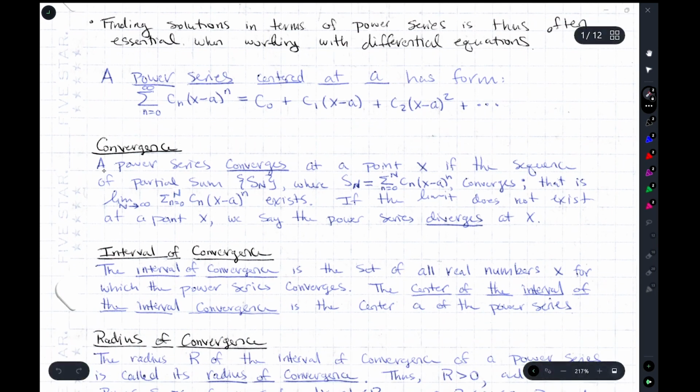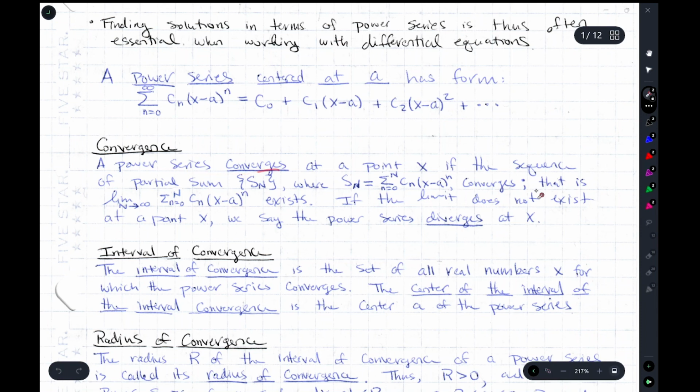So let's talk about the convergence. A power series converges at a point x if the sequence of partial sums, this S sub N, is equal to this. This is just the sum of n plus 1 terms, including the 0, where n is this capital N. So you're summing these n plus 1 terms. That's finite. Nothing wrong with that, right? Of course, any finite sum will converge.